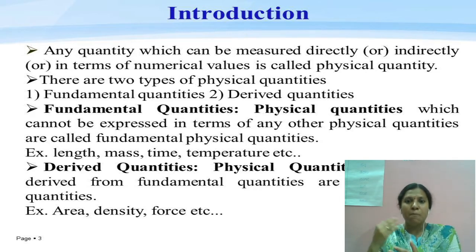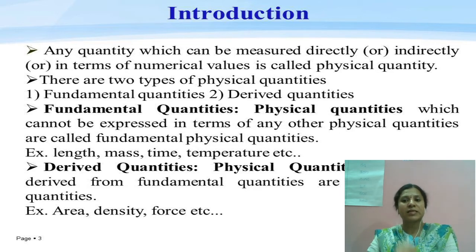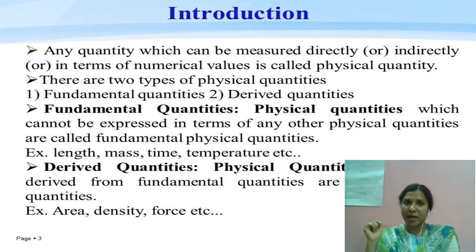For example, mass is expressed in terms of kg. Temperature is expressed in terms of Kelvin. Time is expressed in terms of seconds. Length is expressed in terms of meter. So these are the various physical quantities which are expressed independently.